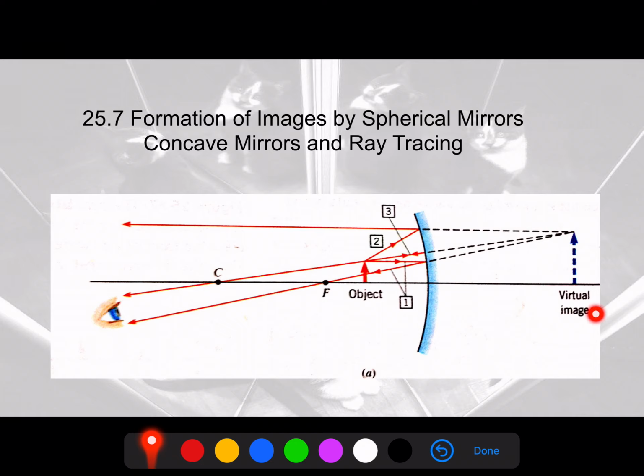Okay, it's behind the mirror, it's not a real image, I can't place a screen there and project it, but it is a virtual image, and notice that it is taller than the object was originally. Also notice that it is right side up. It is not upside down. So an example of a concave mirror that produces a virtual image which is magnified and right side up, those of you who are familiar with a makeup mirror have probably experienced this kind of magnification in your makeup mirror.